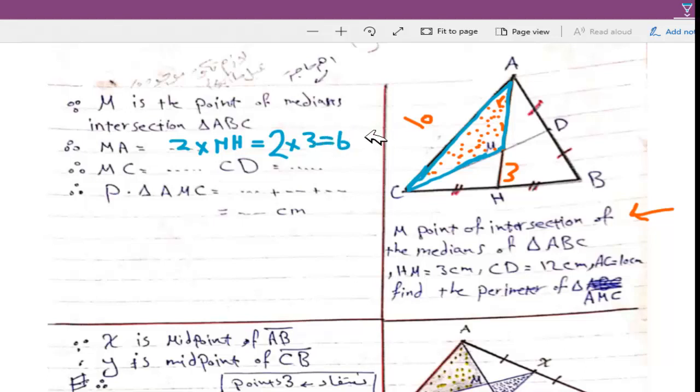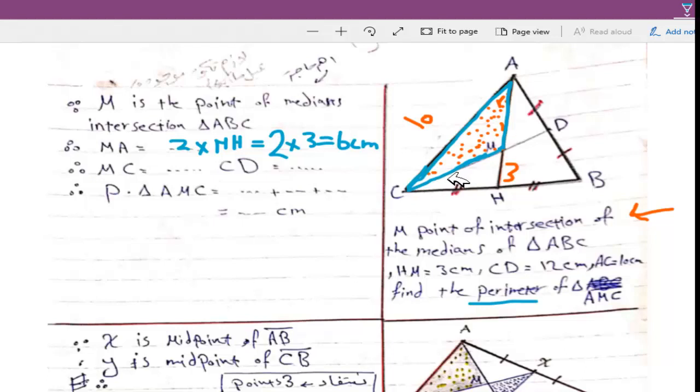Okay, second one. Why am I talking about that? I want to find the perimeter of this triangle. The perimeter is the sum of its side lengths: this side plus MA plus AC plus CM. I found the first one. Second one is AC. It's too easy, 10 centimeter.